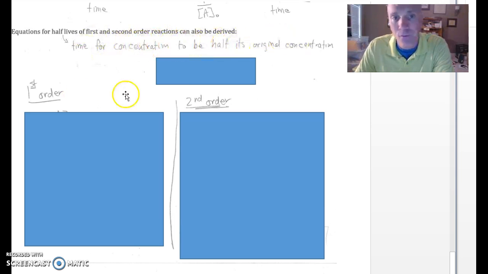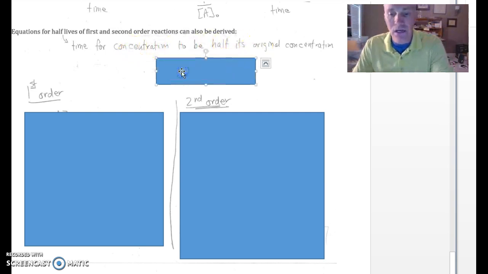If we have a liter of a reaction mixture, and the reaction is occurring in that volume, concentration would be the same as the amount of it left. So how could we mathematically define this?